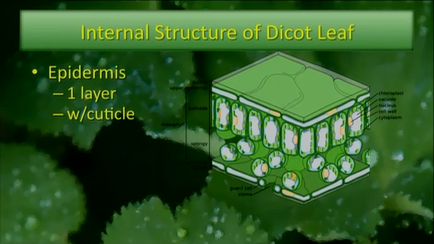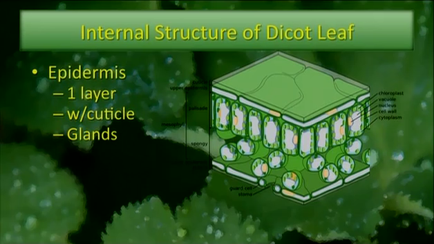Now the epidermal cells are non-pigmented. They do not have chloroplasts. The only cells in the epidermis that have chloroplasts are the guard cells of the stomate. So then sometimes you can also have glands on the surface of the leaf, which often secrete sticky substances.